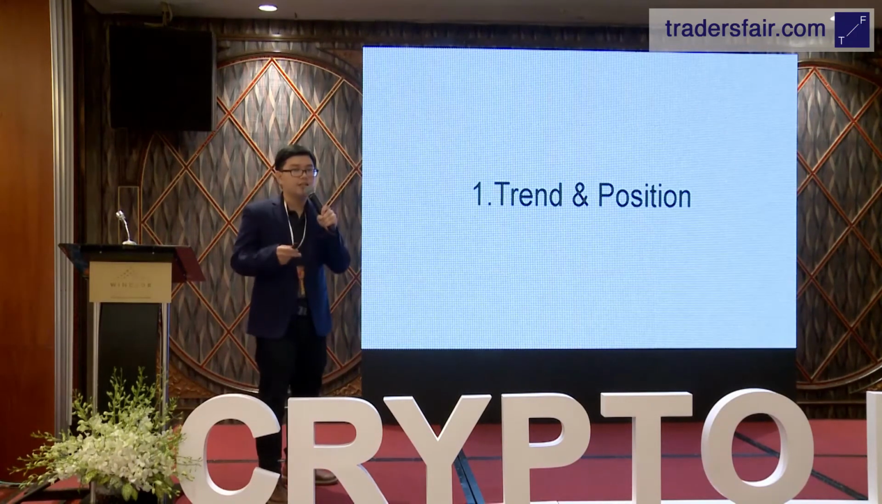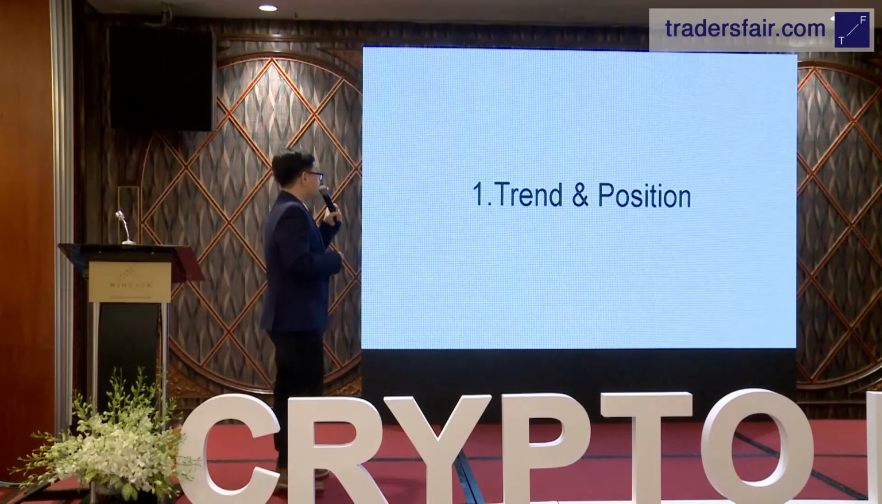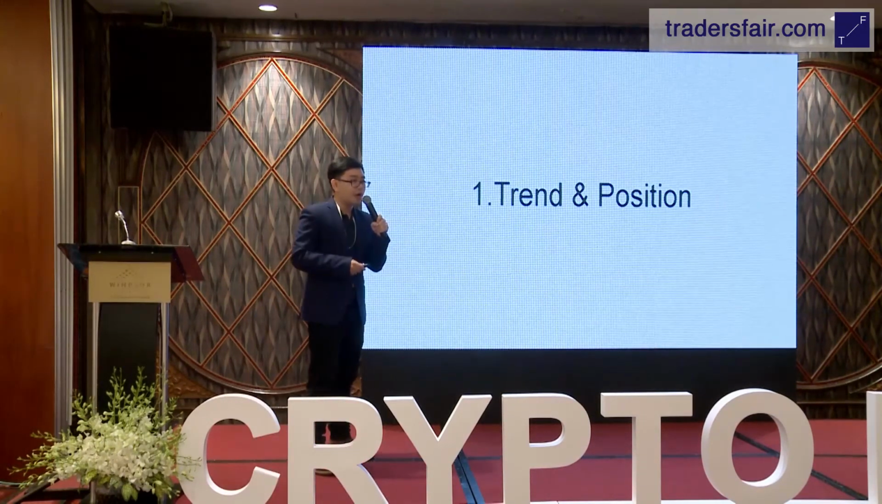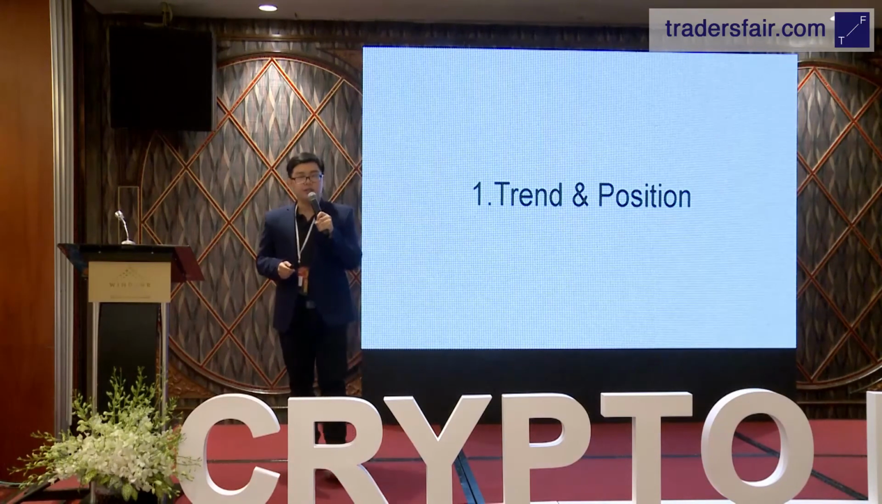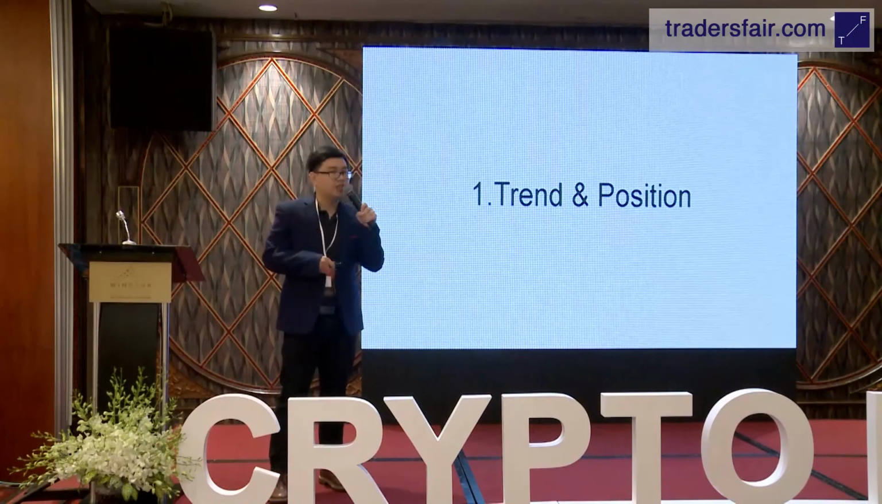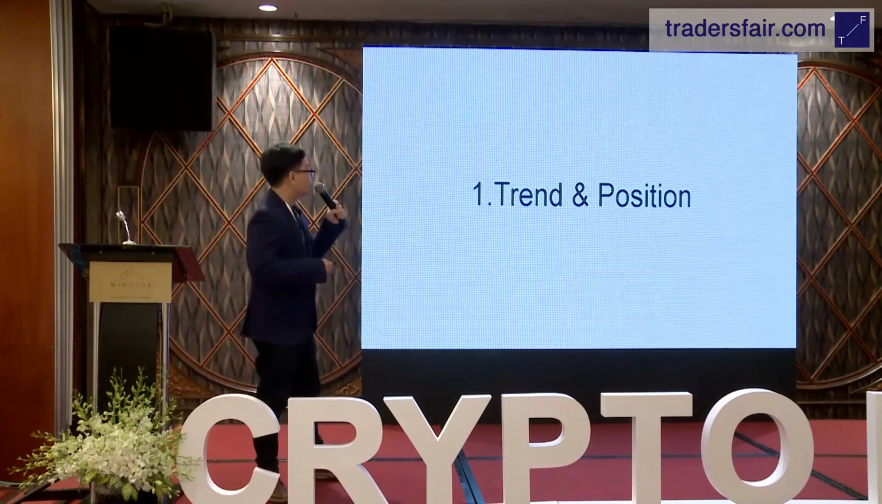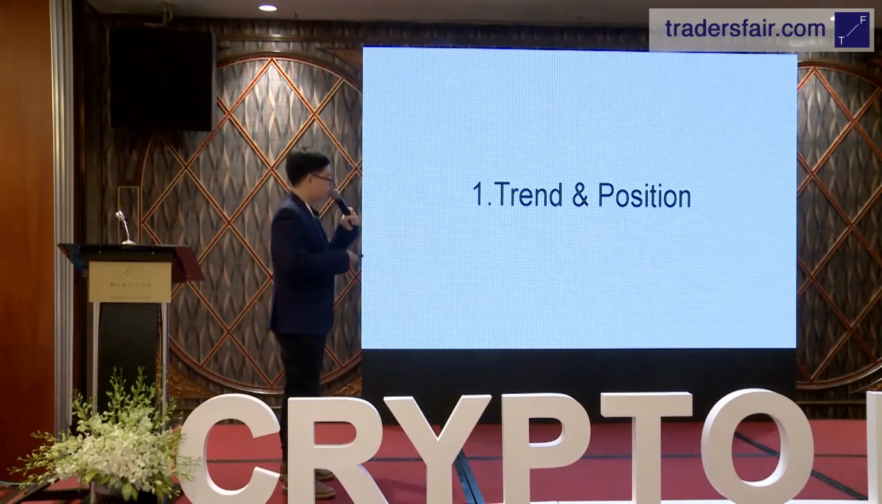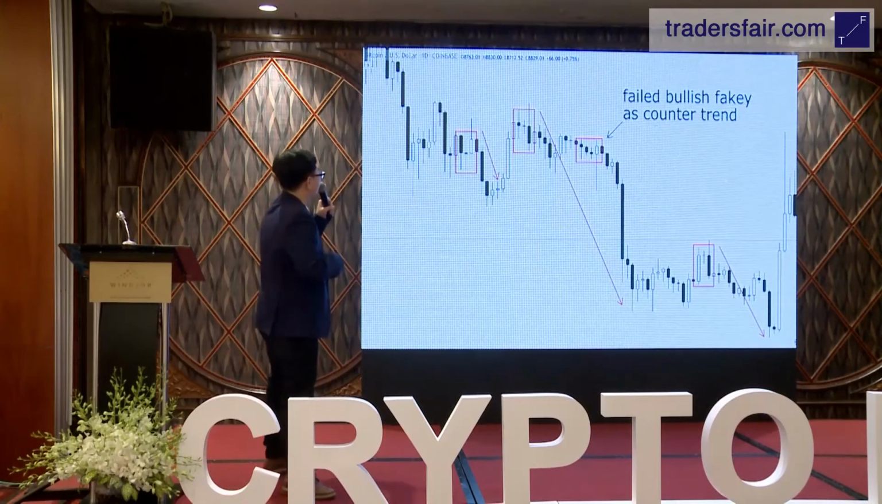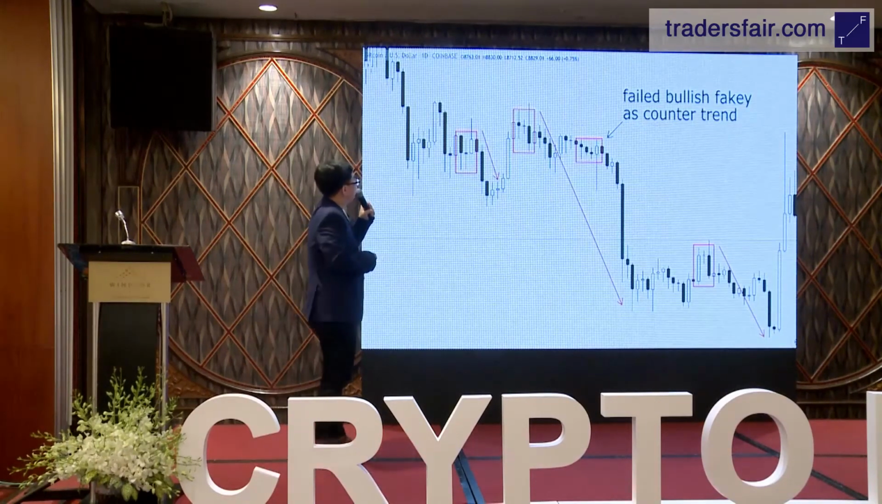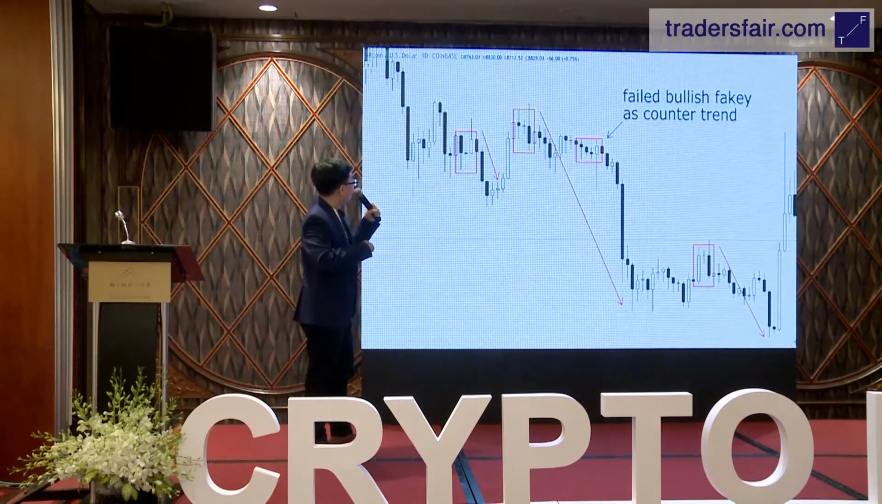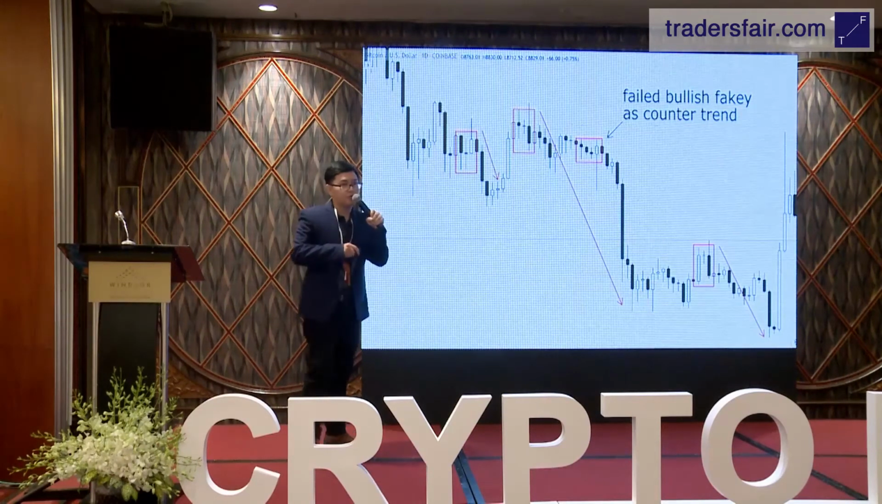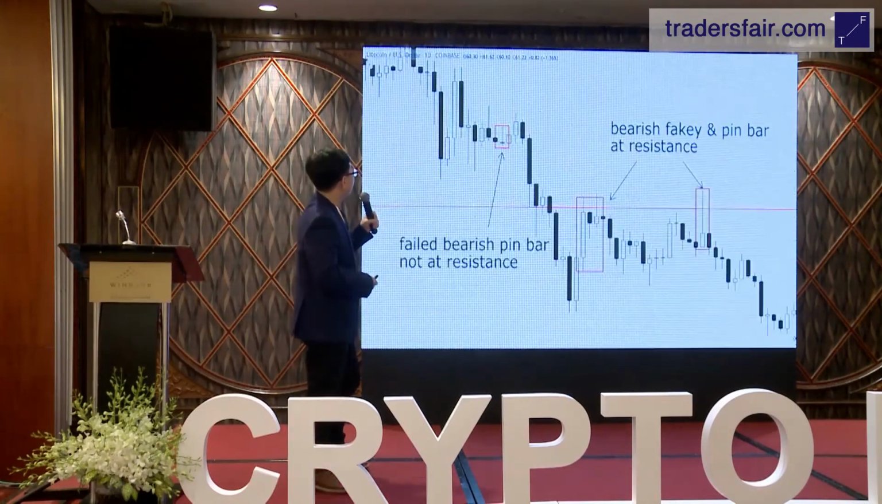We only trade the price action patterns that follow the trend, which means that we trade the bullish pattern in an uptrend and a bearish pattern in a downtrend. And the next is the position. We choose only the beautiful position. Back to the example of the Bitcoin, we see that this one, bearish fakey, and bearish fakey also work. But this is a bullish fakey in the downtrend. So you see that this is a bullish fakey failure.